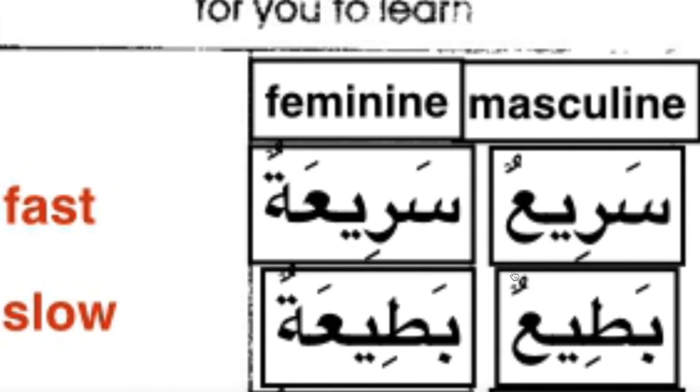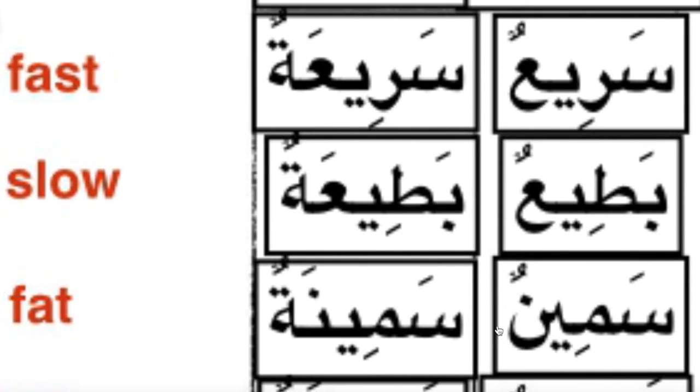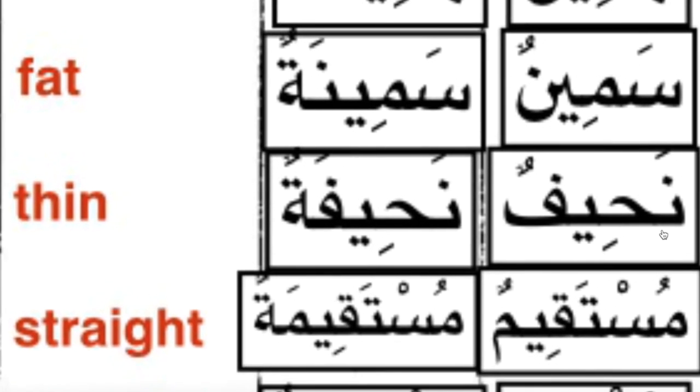Bati'un means slow. We have here opposites, so it's easy to remember. Fast is sari'un and slow is bati'un. And what will be the feminine version? It will be bati'atun. Saminun means fat. Saminatun, if you have a feminine object. So what is the opposite of fat? Thin. So what is thin? Nahifun. And if it is feminine, it will be nahifatun.